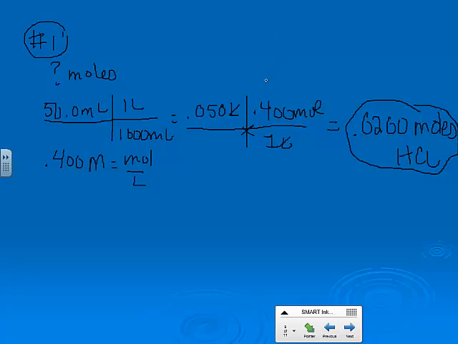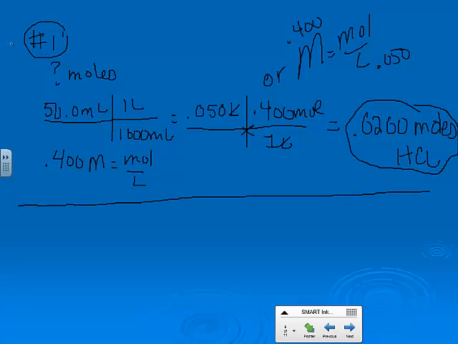Now if you don't like this, you can still use the molarity equation. You just would have plugged in your molarity here, which would have been 0.400, your volume, which would have been right here, and again you're still multiplying those numbers. So it doesn't matter, but we need to start thinking of molarity as a conversion factor.